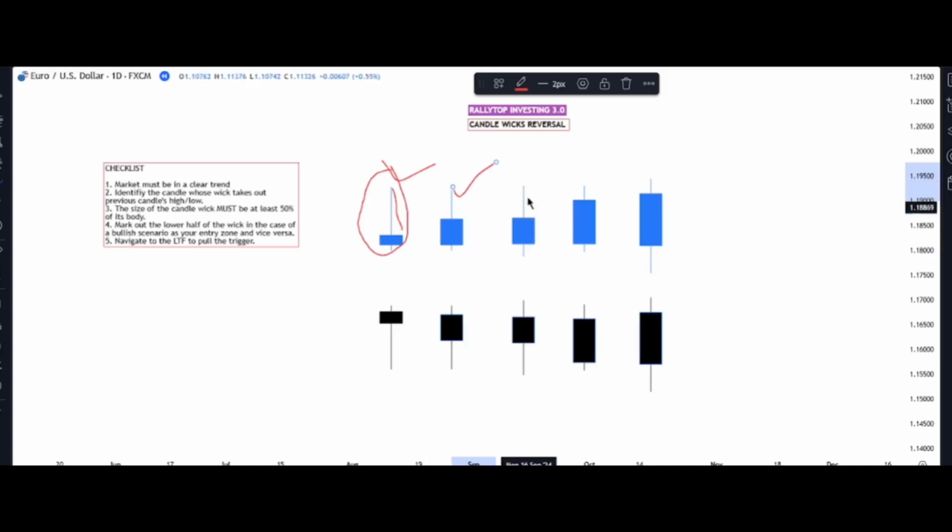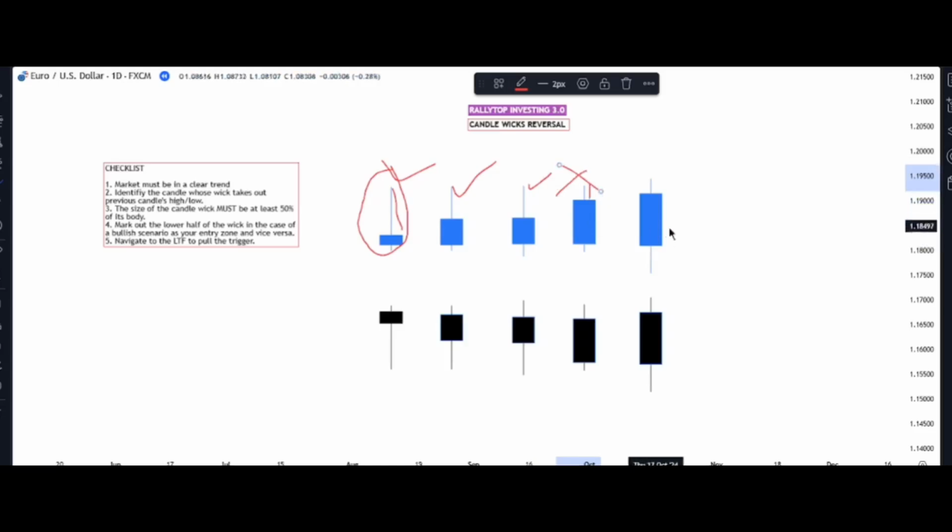But the upper wick is greater than the body. So this is also allowed. Now, get to this fourth one. Take a look at this fourth one. This candle wick, okay? Does it give 50% of this body? Certainly no. So this is a no-no. This one is a no-no. You don't want to use this one.